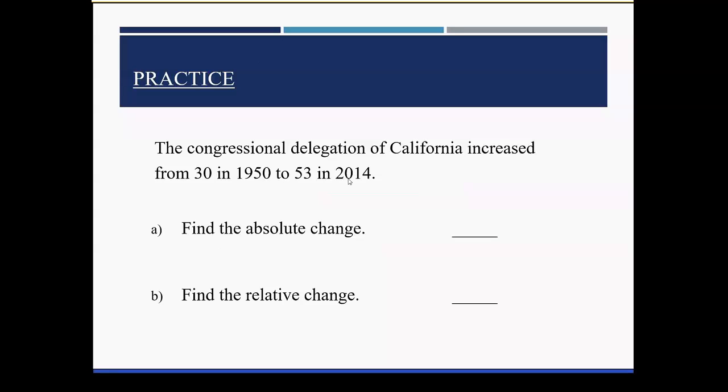One more quickly for practice. The delegation increased from 30 to 53. As an absolute change, that means it grew by 23. As a relative change, you take this answer, divide it by the original, excuse me, and there's your decimal, so that's about a 76.7% change. Also, watch for how my math lab wants you to round things, especially if you get something that repeats, check for the rounding.